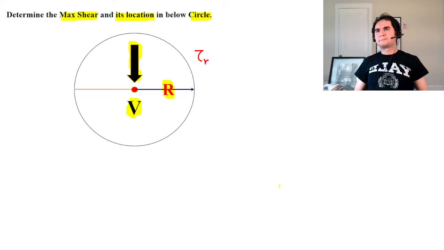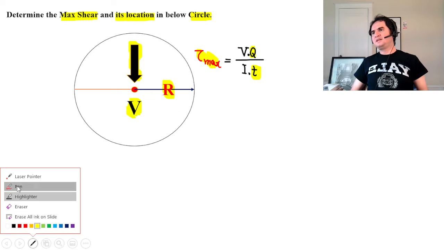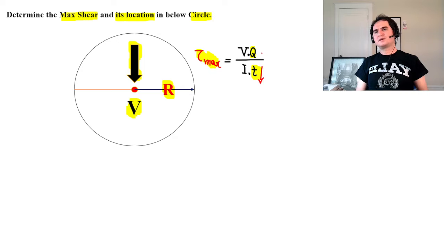We do know the formula for tau average is VQ over IT. And at the same time, we do know the maximum shear happens either at the minimum thickness or maximum first moment of an area. So if we go by the maximum Q, we can get the maximum shear. So let's see how that works.